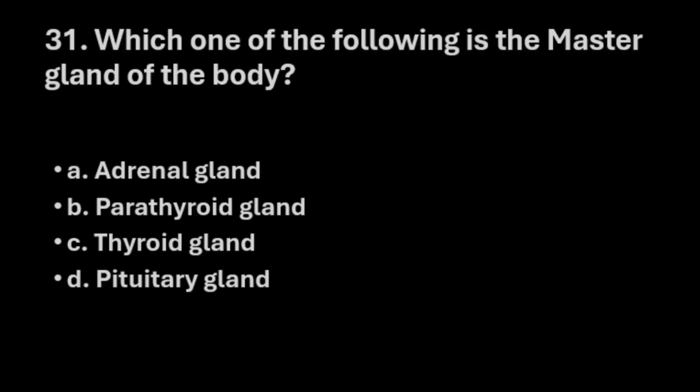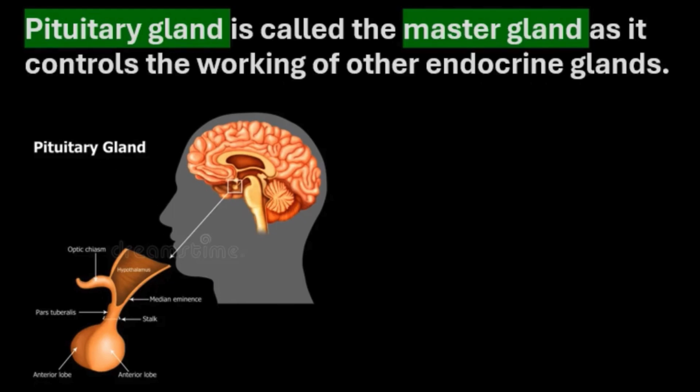Next question. Which one of the following is the master gland of the body? Option A, adrenal gland. Option B, parathyroid gland. Option C, thyroid gland. And option D, pituitary gland. Let us see the right answer. The right answer here is option D, pituitary gland. The pituitary gland is also called the master gland because it controls the working of other endocrine glands.